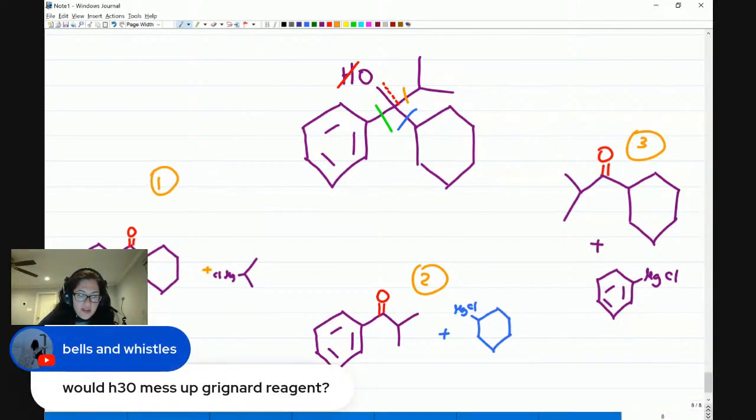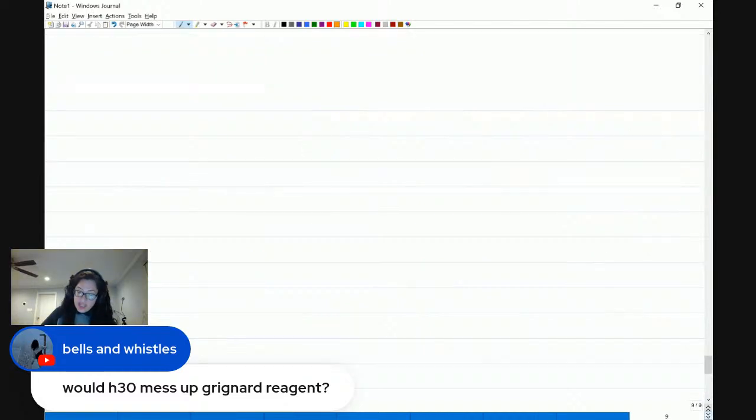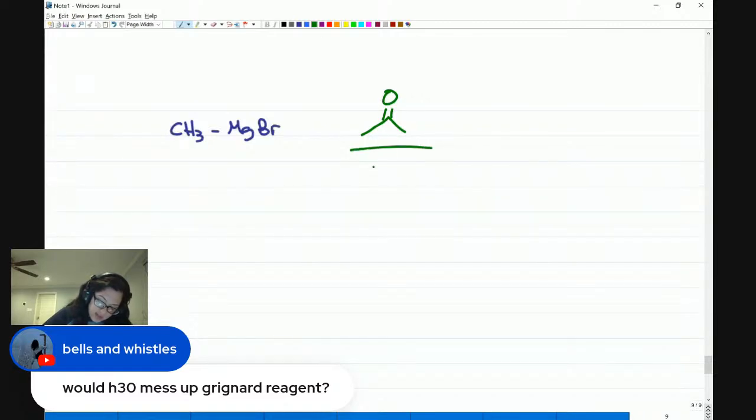Would H3O mess up the Grignard reagent? Absolutely yes. So let me show you. If I tried a reaction where I had a CH3MgBr, and I tried to attack a carbonyl, but I decided that I was cheap and I can only afford water because I have it in the tap, and so I dissolved my carbonyl in water somehow, if that even dissolves. Yeah, I guess so, right? Because that's kind of protic.